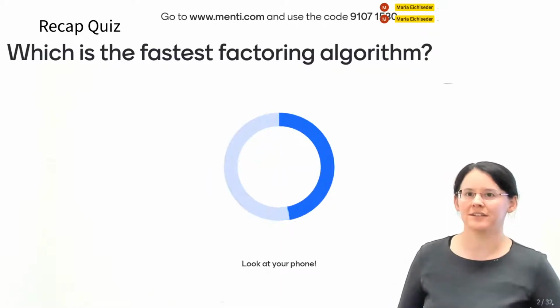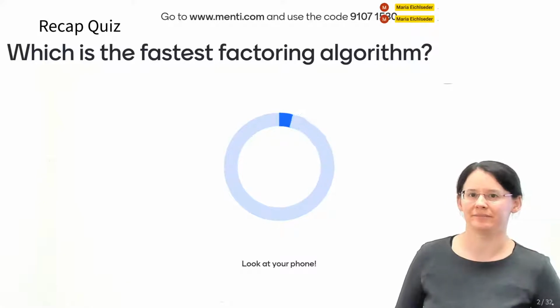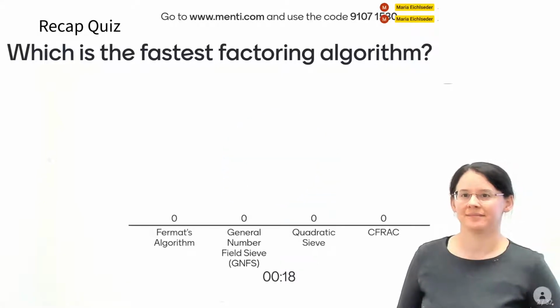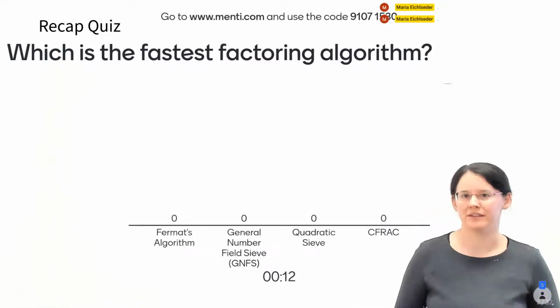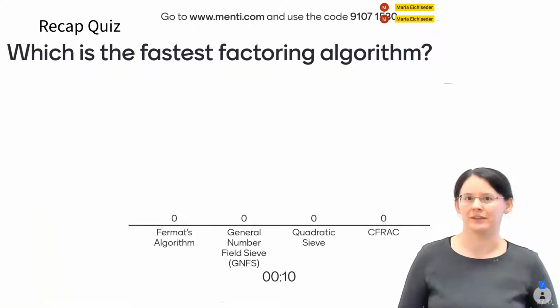Which one is the fastest factoring algorithm? Is it Fermat's algorithm, the general number field sieve, the quadratic sieve we saw last week, or the sieve-rec algorithm we saw last week?